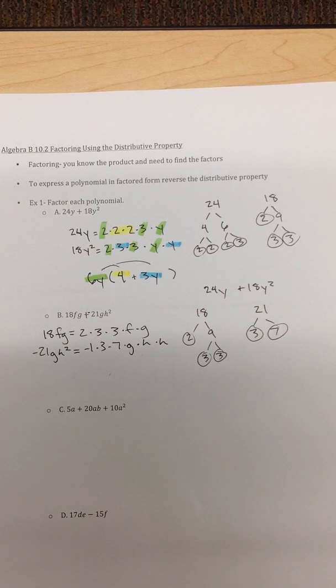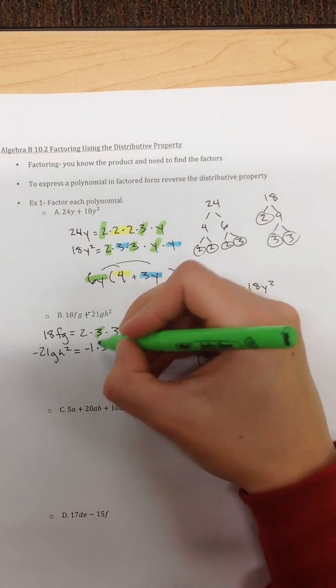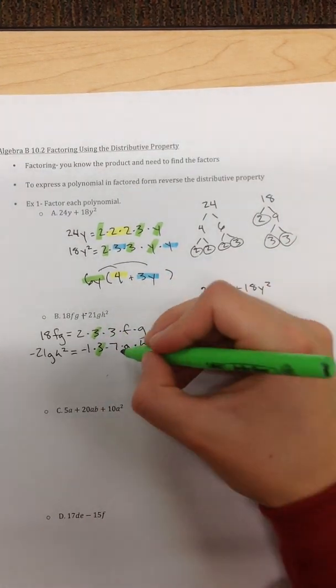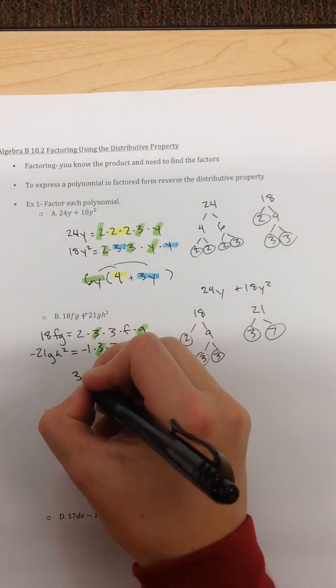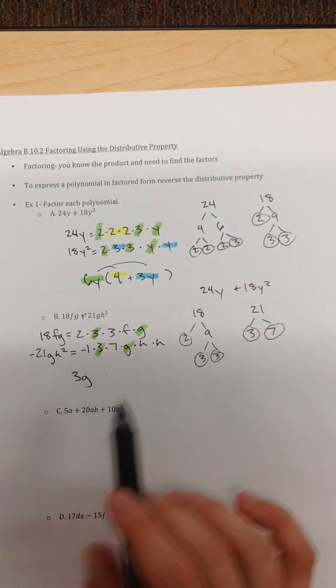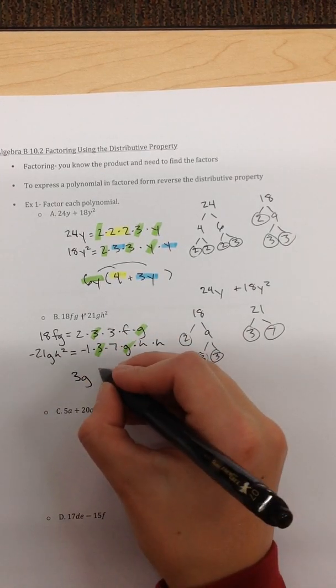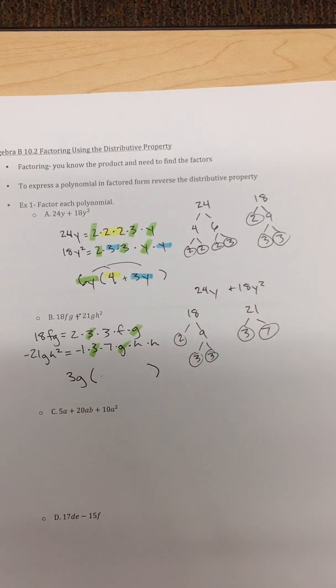Then I do the same thing I did before, so I see which things are in both groups. So like here, in both groups, I would have a 3 and a 3. I would have a G and a G, and I think that might be it. I think it's just a 3 and a G I can pull out. So then I do that. I pull my 3G out front, and those guys are gone. So in my parentheses is whatever's left.